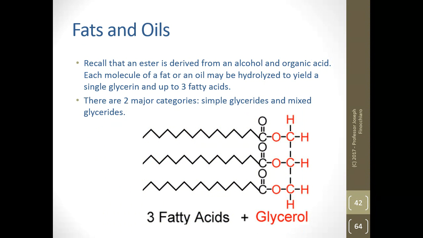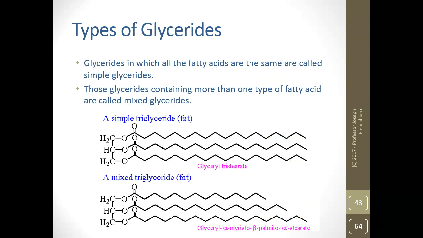Recall that an ester is derived from an alcohol and organic acid. Each molecule of a fat or an oil may be hydrolyzed to yield a single glycerin and up to 3 fatty acids. There are 2 major categories: simple glycerides and mixed glycerides. Glycerides in which all the fatty acids are the same are simple glycerides because they're all the same. Those glycerides containing more than one type of fatty acid are then mixed glycerides.